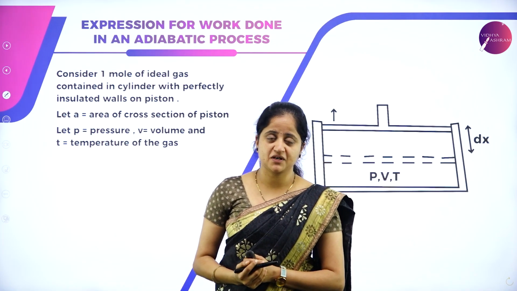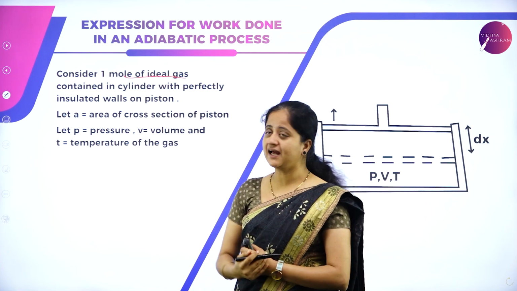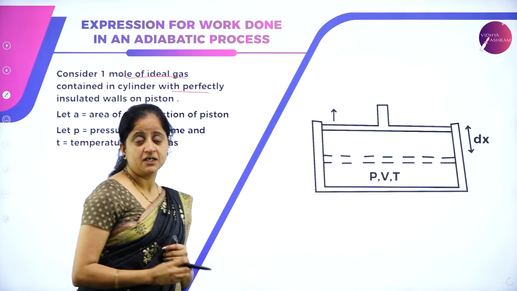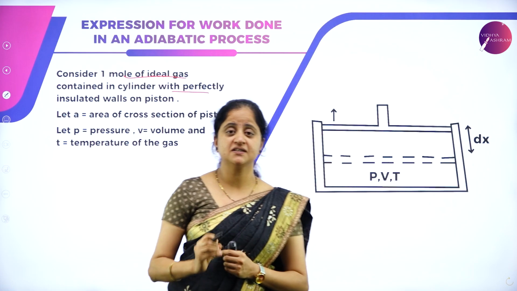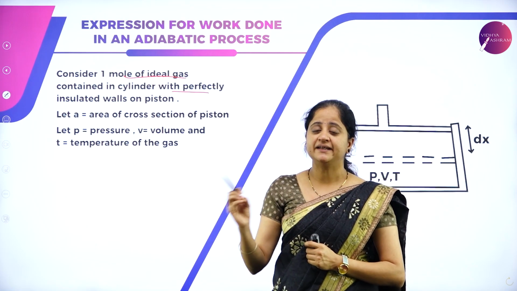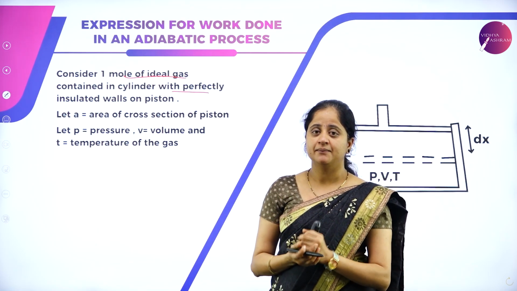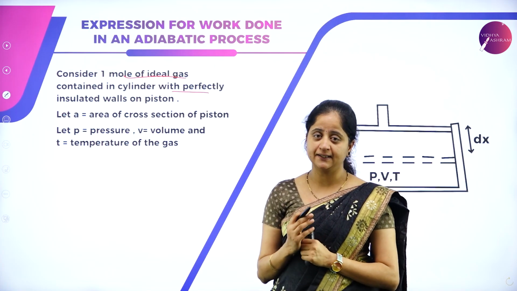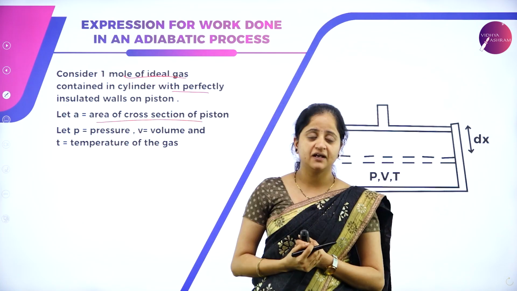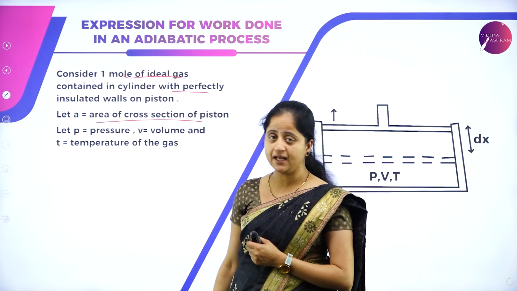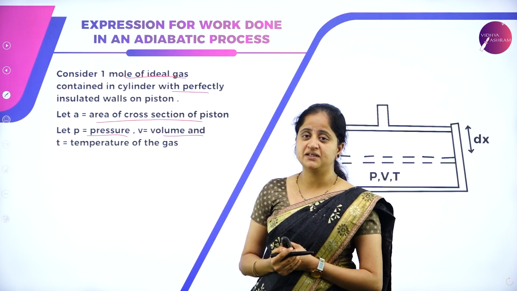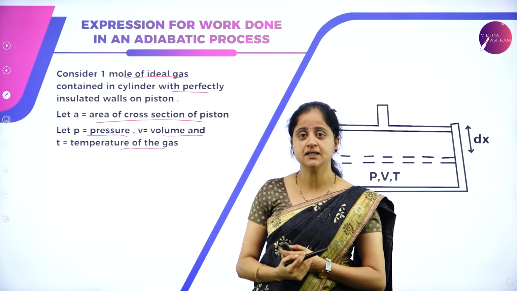To derive this expression, let us consider 1 mole of ideal gas contained in a cylinder with perfectly insulated walls and piston. Because we know the condition for an adiabatic process, the cylinder and the piston must be perfectly insulating, so that there is no exchange of heat between the system and surrounding. But in the case of an isothermal process, it should be perfectly conducting. Let the area of cross section of the piston be A, the pressure inside the cylinder be P, V the volume and T the temperature of the gas enclosed in the cylinder.